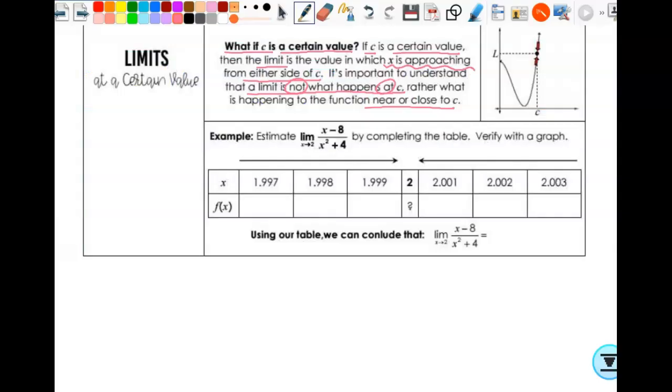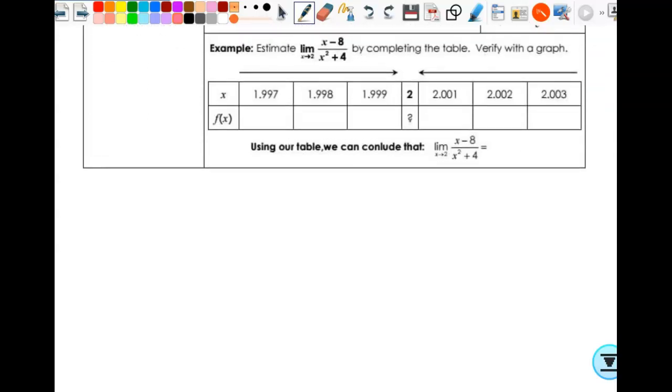Okay, so the whole point of all that was we don't care what we actually get to, whether we get there or not. It's what you're approaching. Your refrigerator might have disappeared, but you were still heading there, right? So let's look at this example. We need to be able to figure out limits from tables, from graphs, and from just the function itself. We're going to look at tables and graphs today, mostly just tables, though.